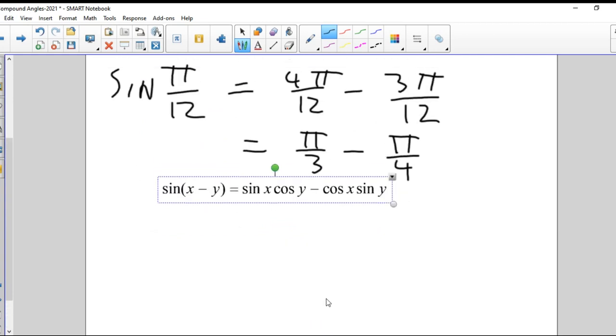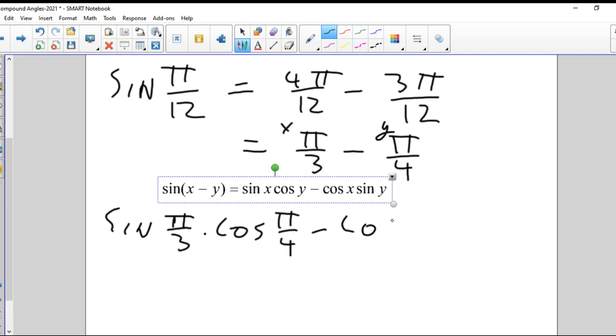So first of all, I'm going to say that the sine of pi over 12 is x minus y. So this is my x, and this is my y. So it's the sine of pi over 3 times the cosine of pi over 4 minus the cosine of pi over 3 times the sine of pi over 4. Okay?